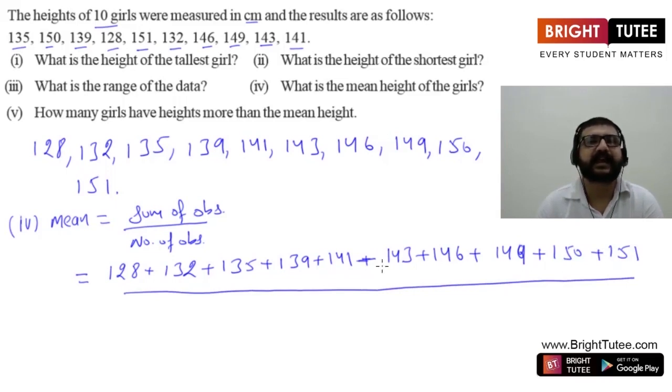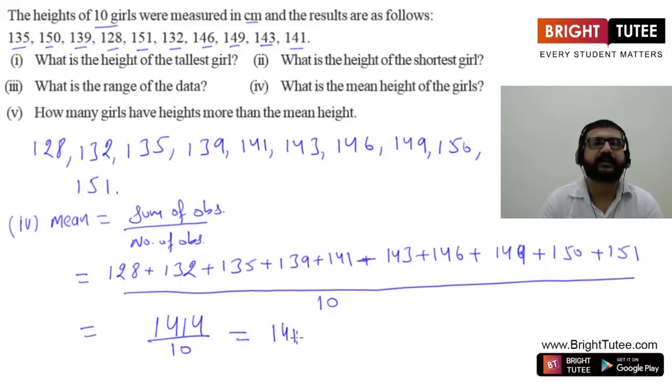So these are the heights of 10 girls, so the number of observations will be 10 here. Now the sum in the numerator here will be 1414. This will be divided by 10. Now by simplifying this, we will get 141.4. So the mean of the data is 141.4.